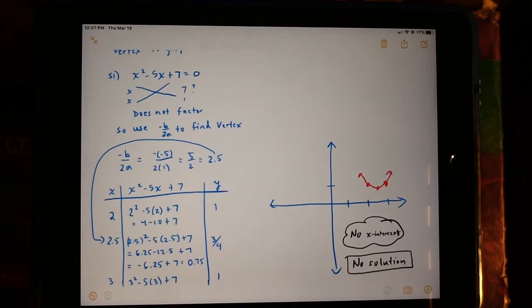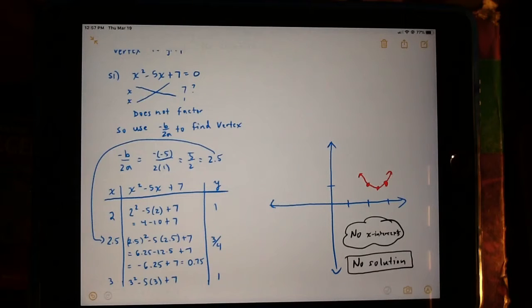We're going to try to factor the equation x squared minus 5x plus 7 equals 0. It does not factor. That doesn't mean that there isn't a solution. It just means that we can't use factoring as our method to find the zeros of the function in order to graph the equation. So instead we're going to use negative b over 2a to find the vertex. Plugging into negative b over 2a, we have negative negative 5 over 2 times 1, which simplifies to 5 halves, which is equal to 2.5.